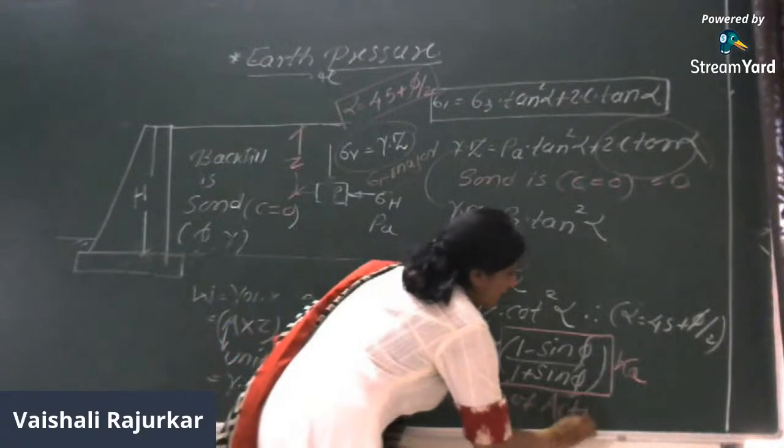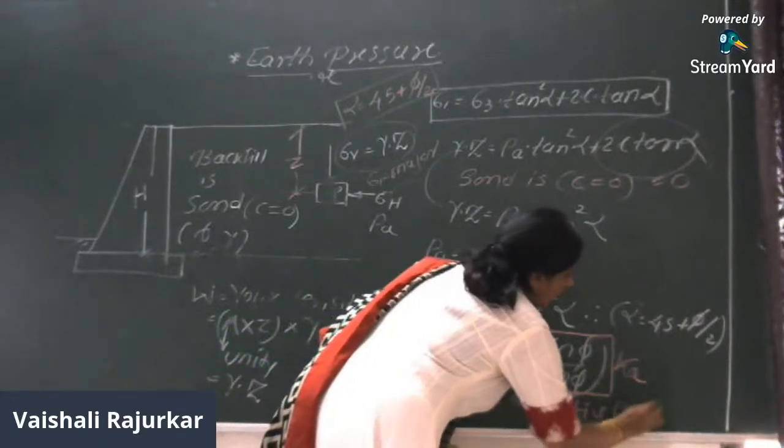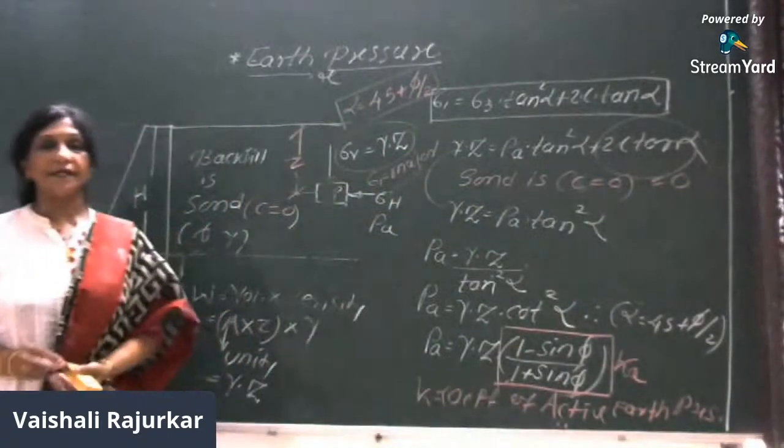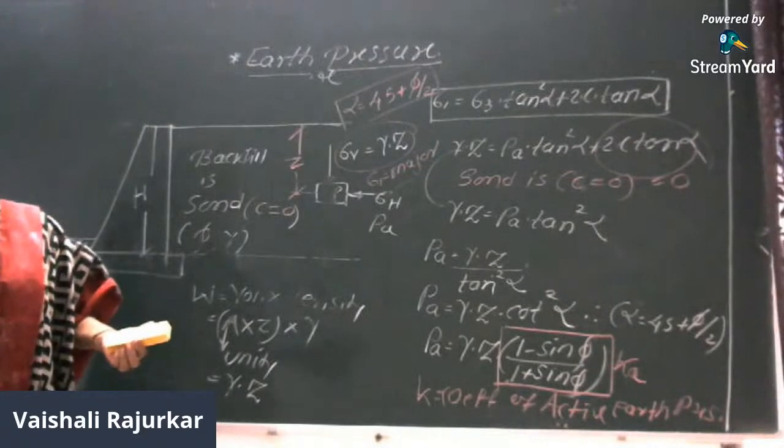Right? This Ka is the coefficient of active earth pressure. Right? So at this moment we will just assume that I just rub this out.